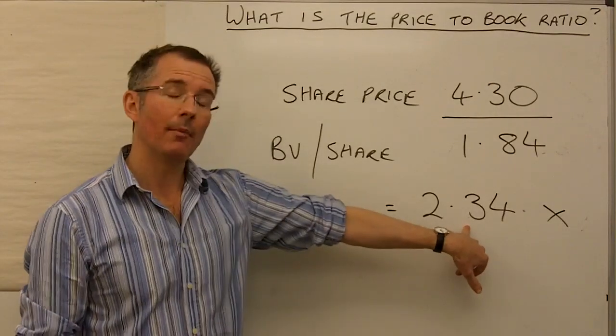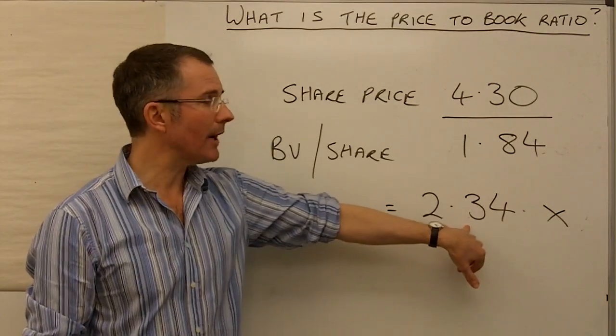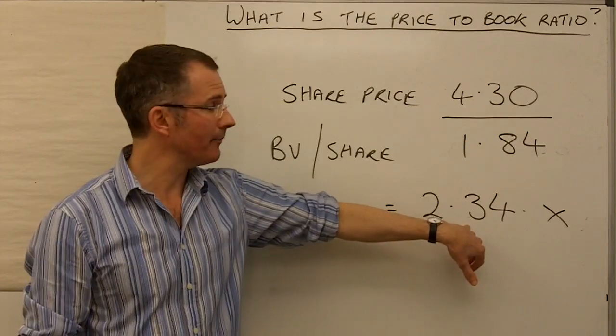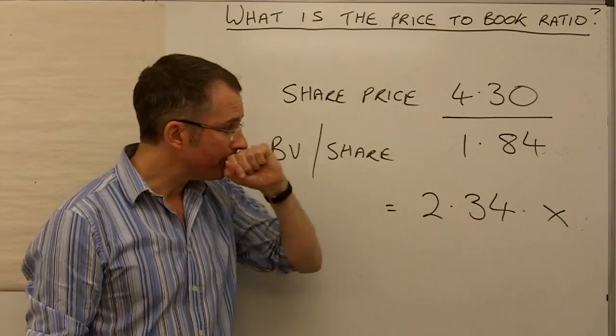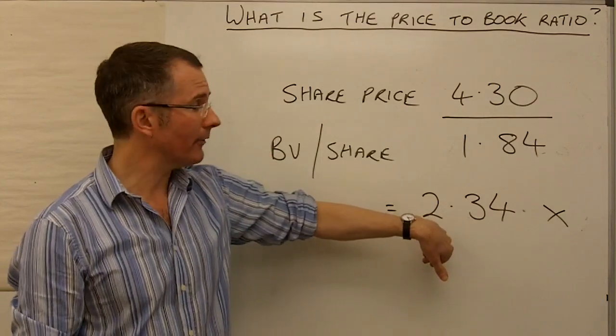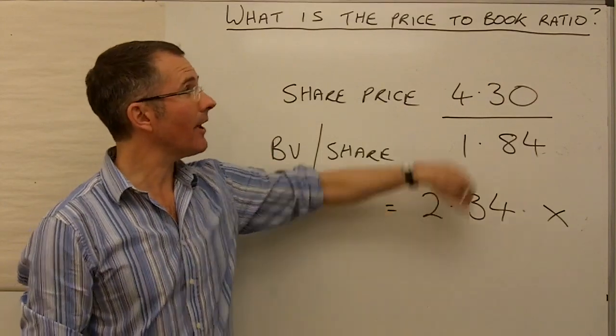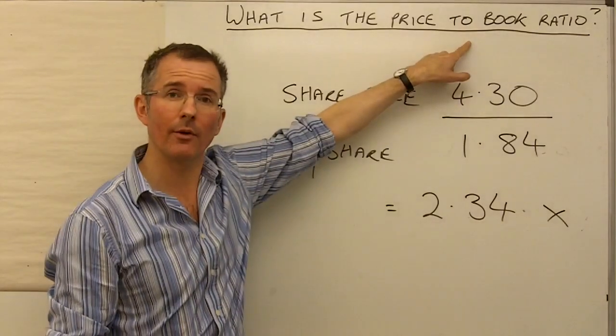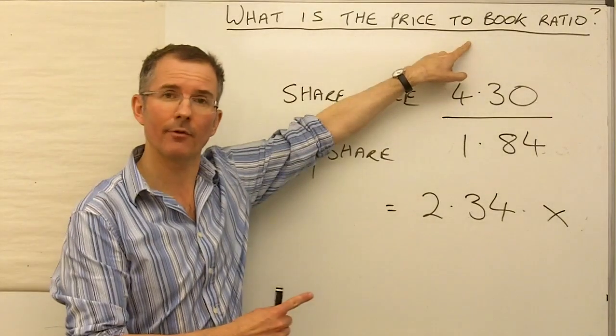There is a rule of thumb that says when the price to book ratio is well above 1, you're paying a lot for the shares. And that's because the current share price is over twice what apparently Tesco's assets are actually worth. So there's got to be another good reason to buy Tesco. That wouldn't be enough by itself.